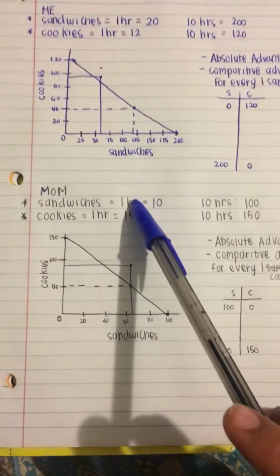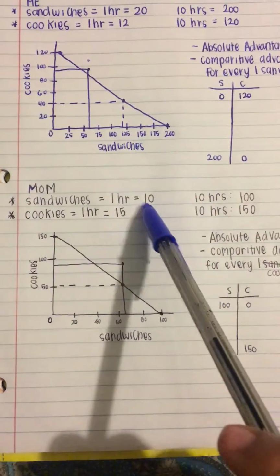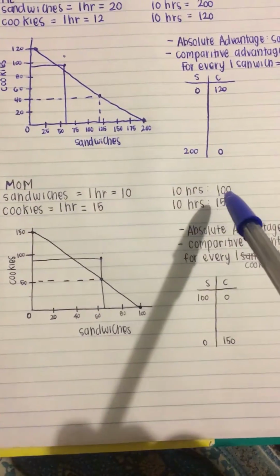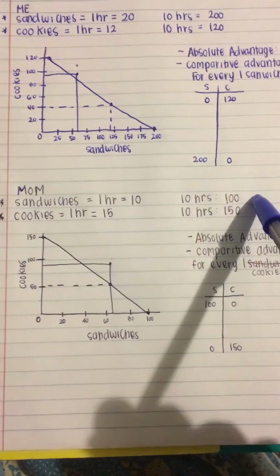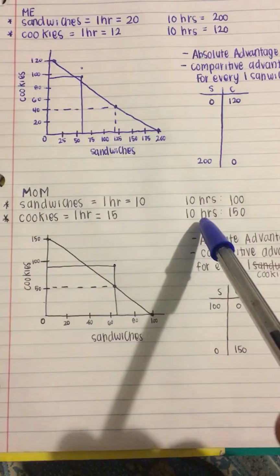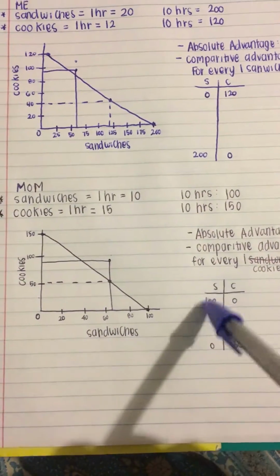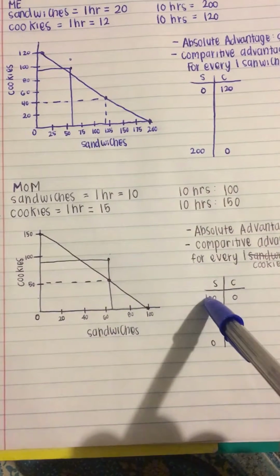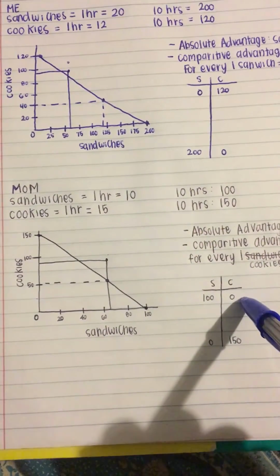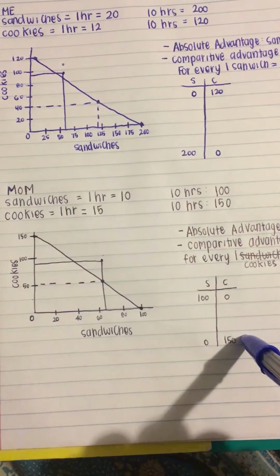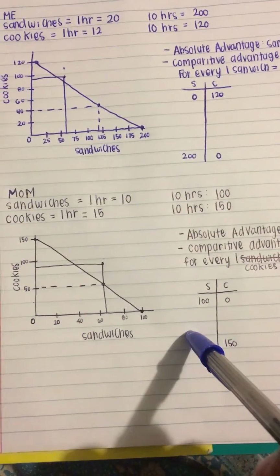For my mom's graph, she can make 10 sandwiches in an hour or 15 cookies in an hour. Or she can do 100 sandwiches in 10 hours and 150 cookies in 10 hours. And if she solely worked on making sandwiches for 10 hours straight, she would make 100 sandwiches and not have any cookies, or vice versa as well. She would make 150 cookies and not have any sandwiches.